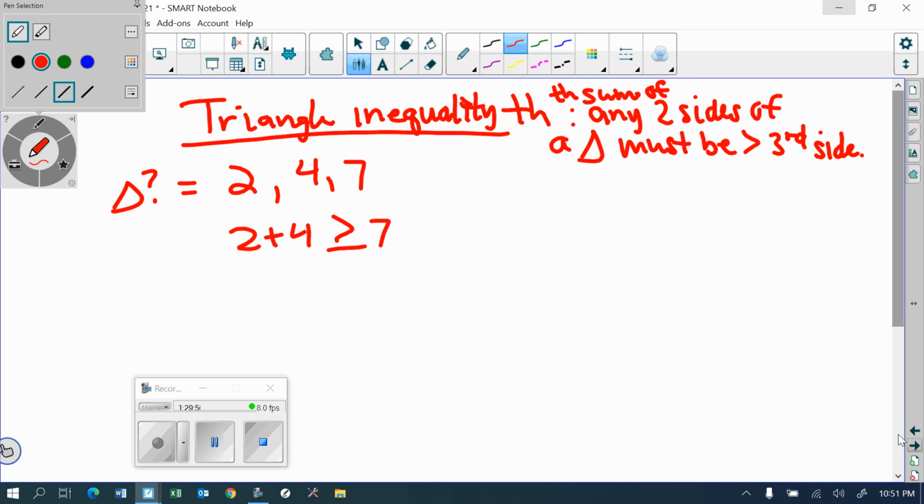So I always take the smallest two every time. The sum of the smallest two must be longer than the longest side. Is 2 plus 4 greater than 7? No, it's not. So this is not a triangle. It means it can't create a triangle. You can't connect the side lengths to make it a triangle. Okay.